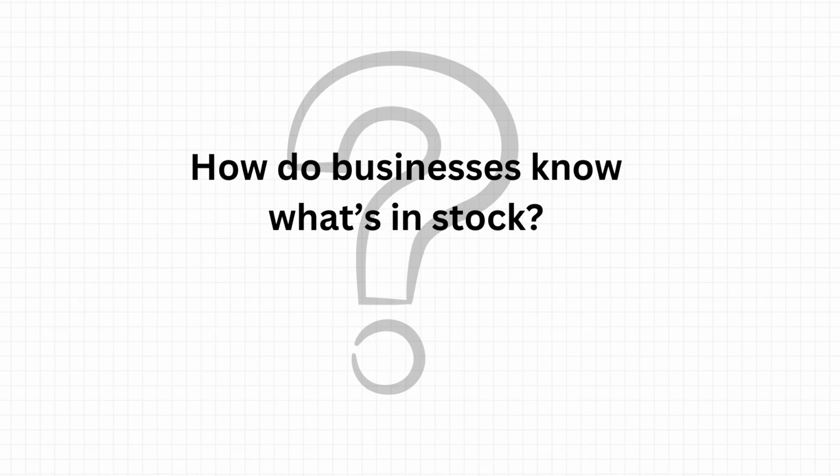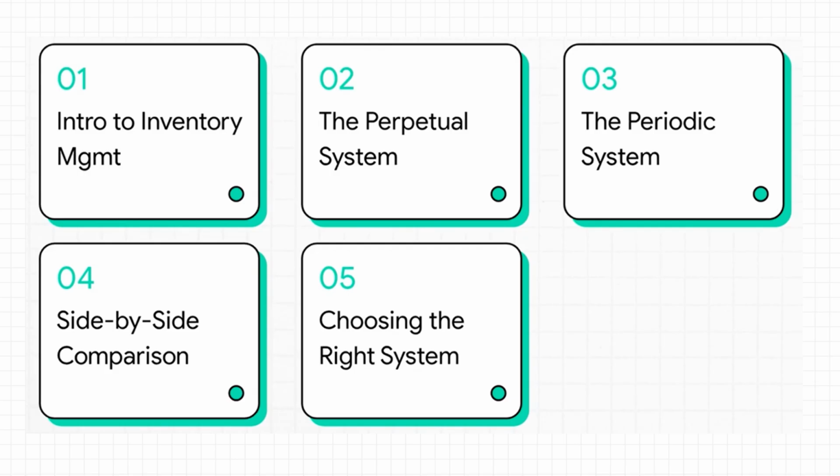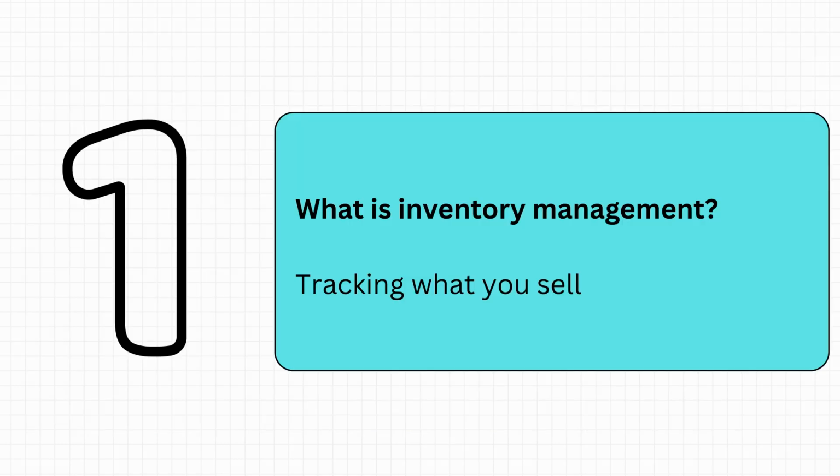Okay, so here's the game plan for our little study session. First, we'll cover the basics. Then we'll introduce our two main players, the perpetual and periodic systems. After that, we'll put them side by side, and that part is super important for your understanding. And finally, we'll talk about why a business would choose one over the other. Let's get to it. Okay, first things first, what are we even talking about here?